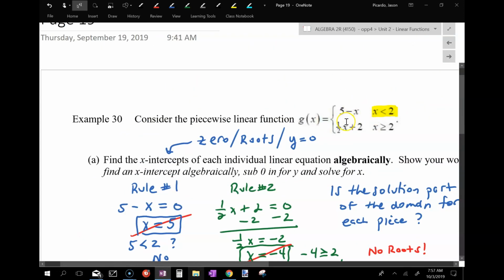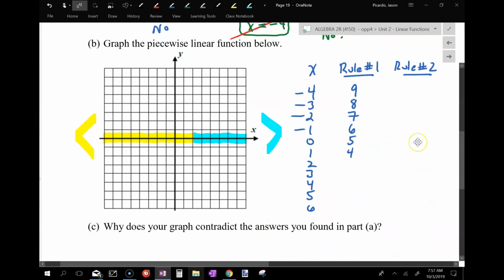Ready? If I want to plug in 2, am I going to plug 2 into this first equation? Listen carefully. I am, but what's going to go there? An open circle, right? Because x can't actually be 2, but I want to get right next to it. I want to know where I'm going to be at 2. So that's the part that was a little confusing. I'm still going to plug 2 in. It's going to tell me where to end with an open circle. So if I do 5 minus 2, I get 3, but this is going to be an open circle.